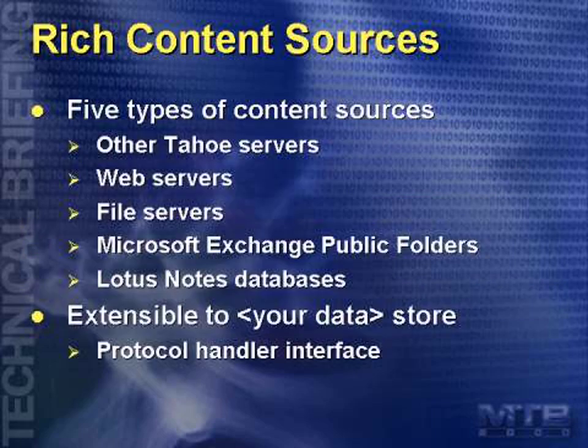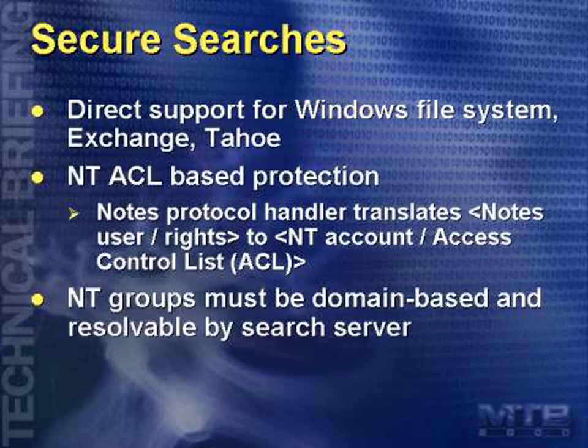We support a rich set of content sources. You can index other Tahoe servers, web servers, file servers, Exchange 5.5 and 2000 public folders, and also Notes databases. If you see a content source that's not listed here that you need, you can take the protocol handler interface that we're going to publish in the Tahoe SDK and implement the protocol handler yourself and plug that into our search service, and we'll go out and index those documents for you.